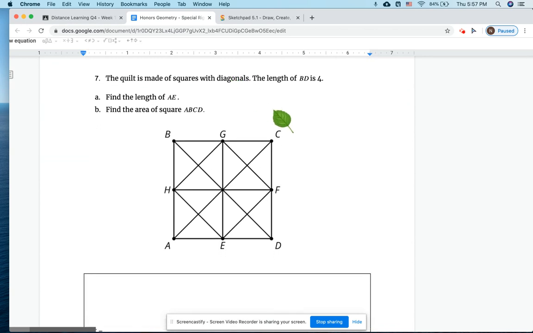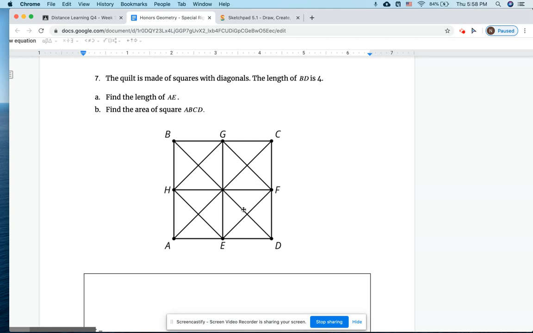Okay, and then in this problem, we're asked to find the length of AE. And we're told that BD is 4. So we know that ABCD is a square. It's a square made up of 4 smaller squares.